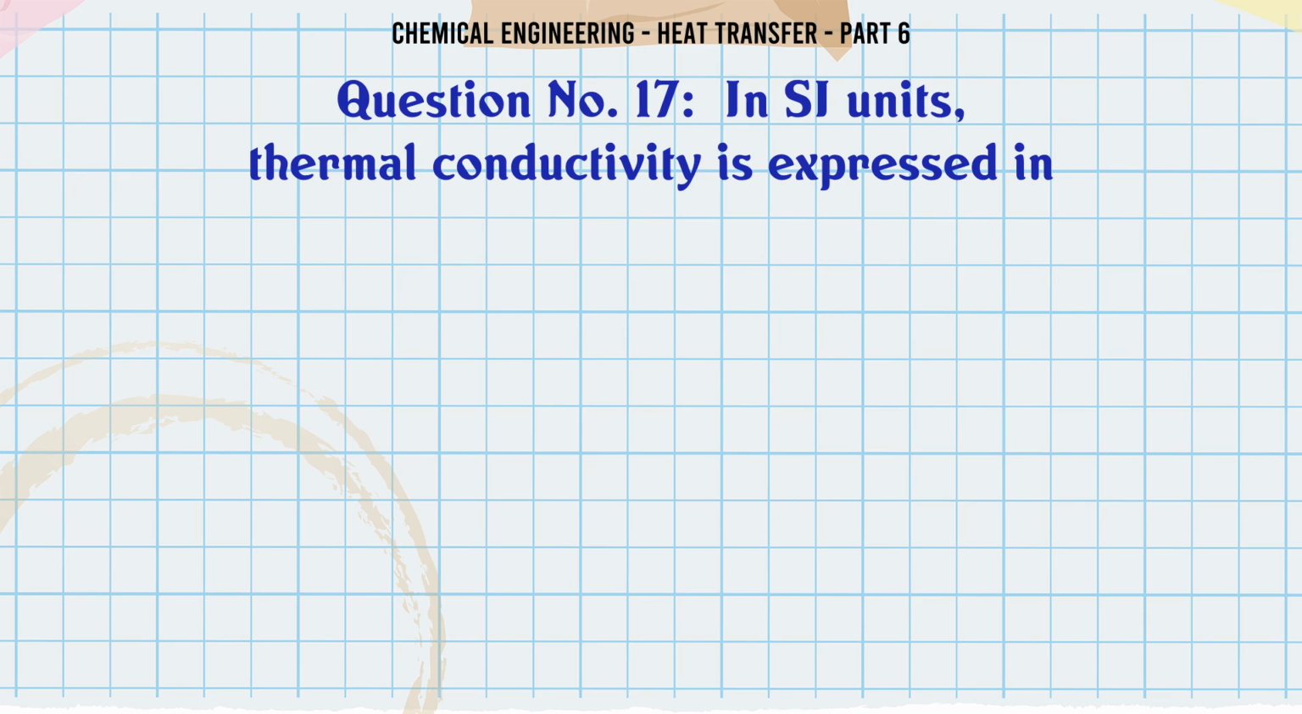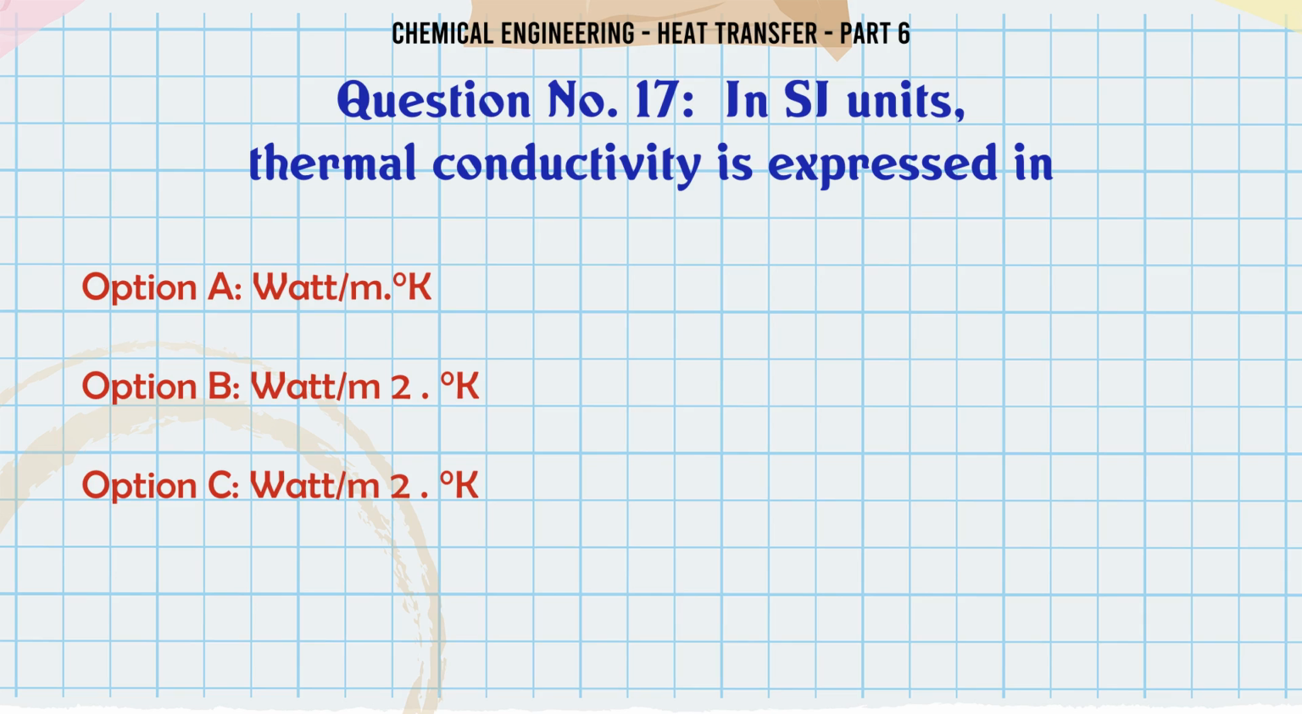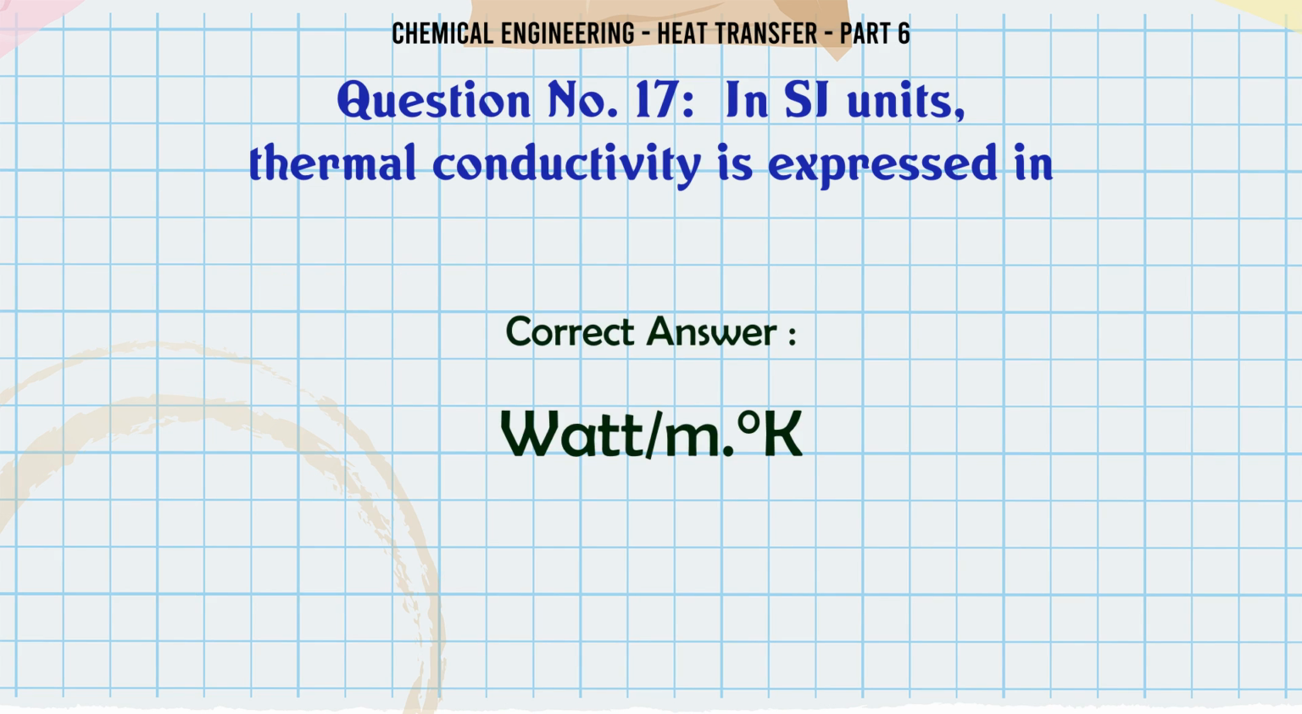In SI units, thermal conductivity is expressed in A. watt/mK. B. watt/m²K. C. watt/m²K. D. watt/m⁴K. The correct answer is watt/mK.